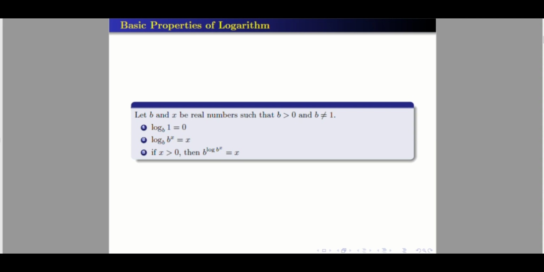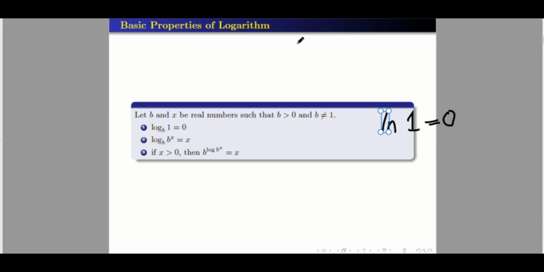Our b is our base. So let b and x be real numbers such that our base is positive and not equal to 1. Then the three hold. The first one says that log of 1 for any base b, the result is always 0. This is also applicable to natural logarithm. So ln of 1 is also equal to 0.